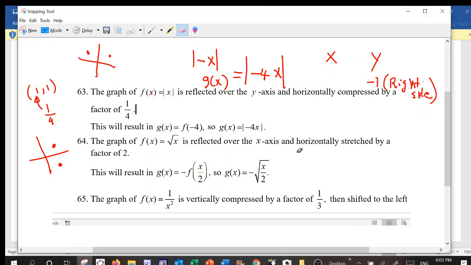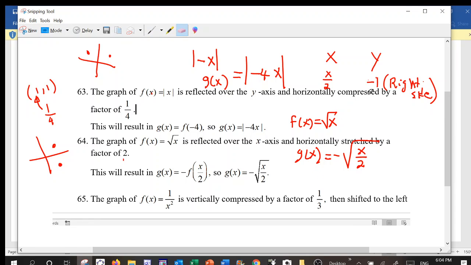And then horizontally stretched by a factor of 2. Now that's horizontal. So a factor of 2 means what? If you take the x coordinates and multiply them by 2, then in the formula you have to divide by 2, right? So remember, the original graph here is square root of x. So the new function is going to be what? Inside, you have to divide by 2. And outside, this is the right-hand side, you multiply it by negative.